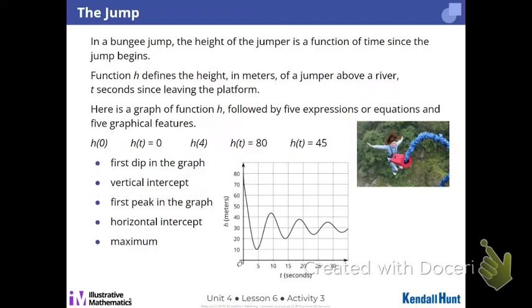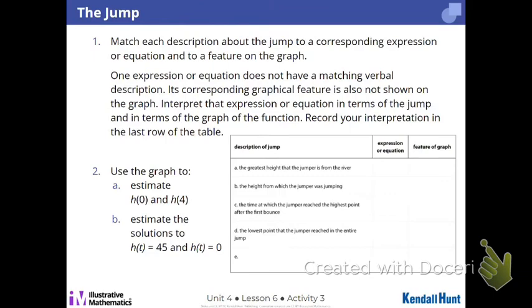All right, let's look at the next row. We've got the time at which the jumper reached the highest point. I need an expression for that one. All right, Josiah, which one you got for that one? For C, the time it reached the highest point.